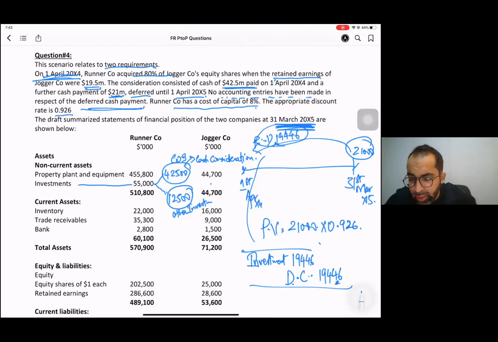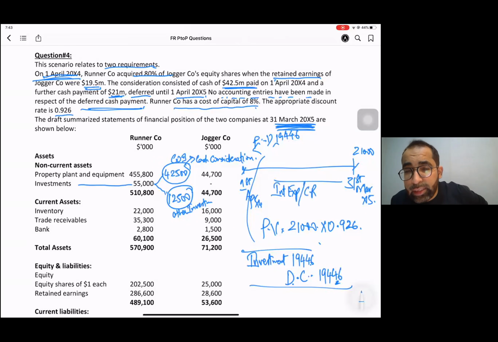Now you tell me, as there is only a 1 year gap, open your eyes and brain, definitely the difference is unwinding of discount. The difference between 19,446 and 21,000 is unwinding of discount, and the entry for unwinding of discount is interest expense debit, or I told you CR, consolidated retained earnings debit. What is the amount of interest? 1,554, and deferred consideration credit 1,554.